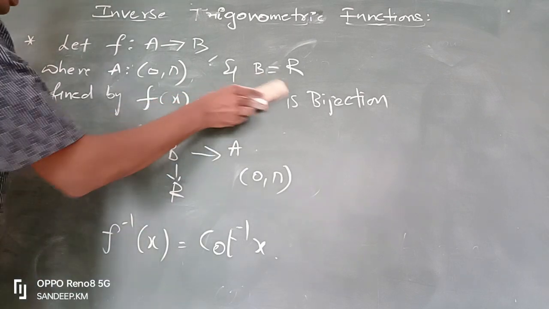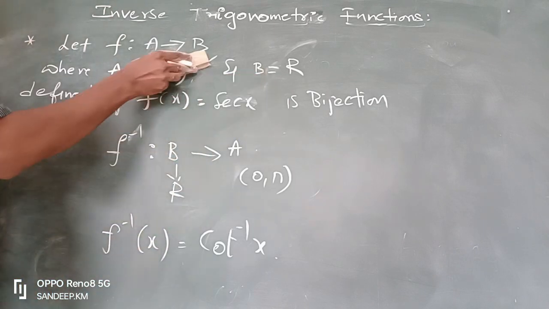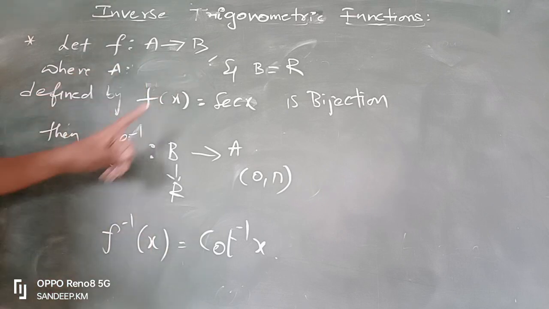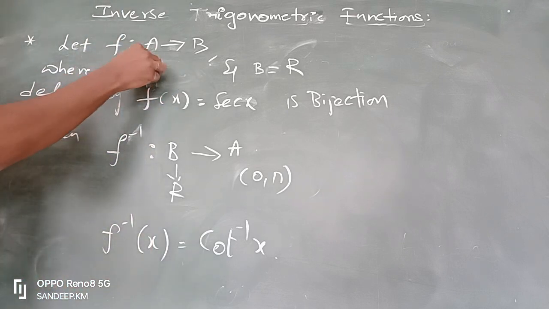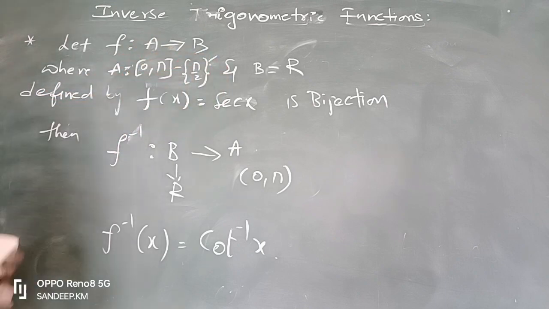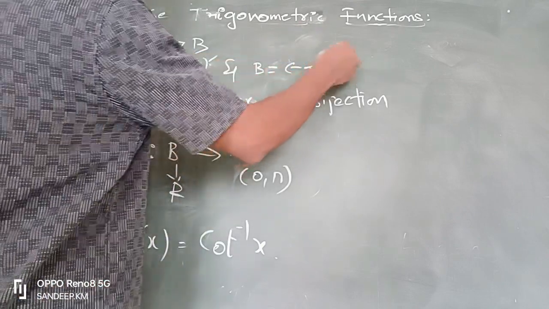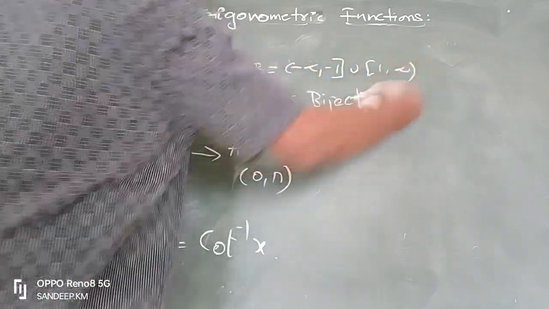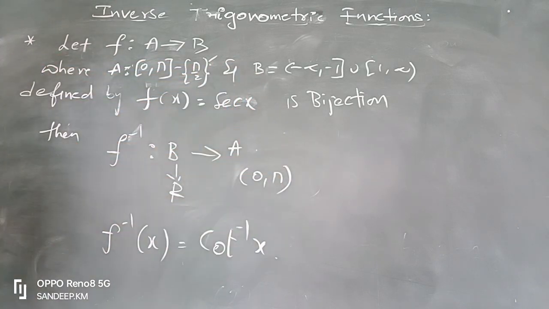Similarly, secant x is a bijection if its domain looks like its reciprocal cos x's domain, which means from 0 comma pi except pi by 2. And its codomain is from minus infinity comma minus 1 union 1 comma infinity. So for this particular domain and codomain, secant x is a bijection, and secant x being a bijection means its inverse exists.